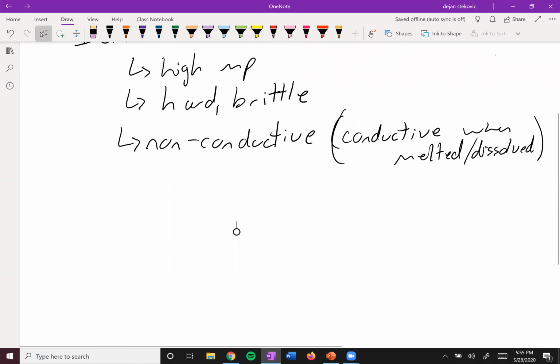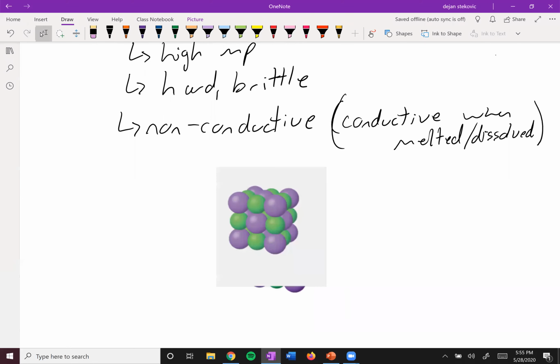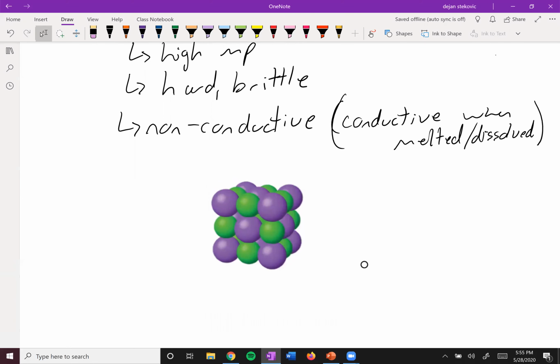Here's a picture of this. You can see the ionic solid, the different colors representing the different ions, right? One an anion, one a cation.